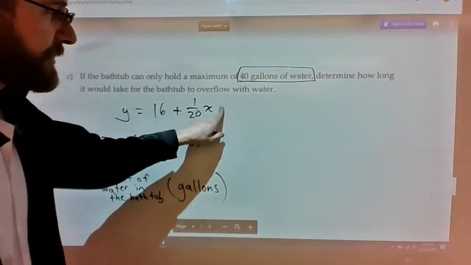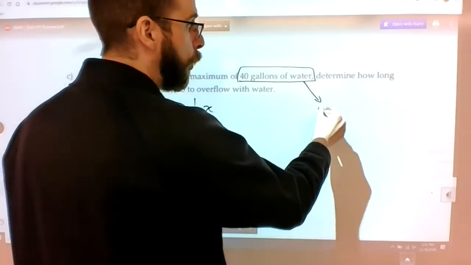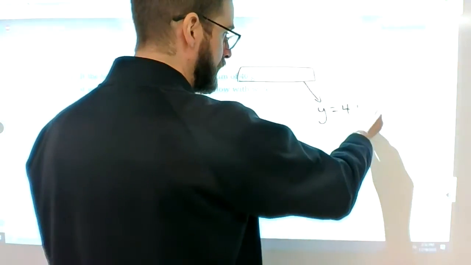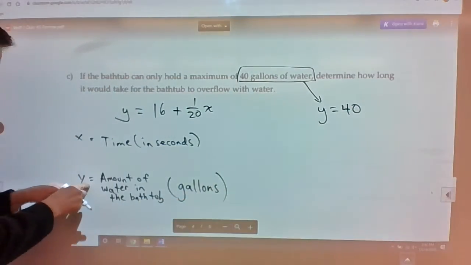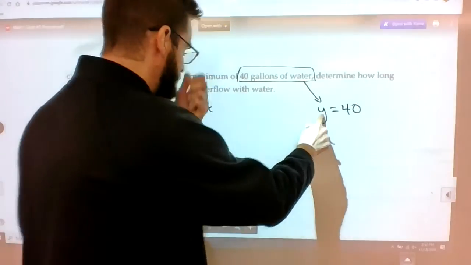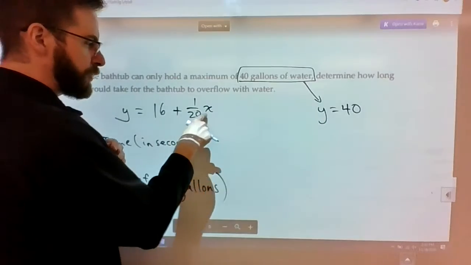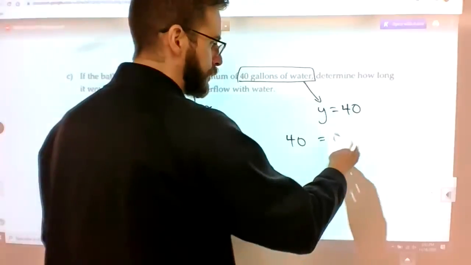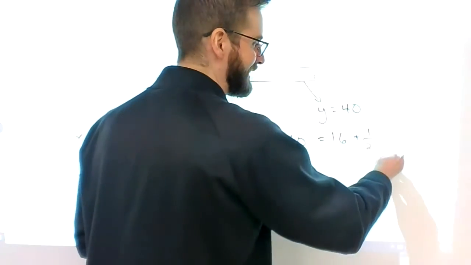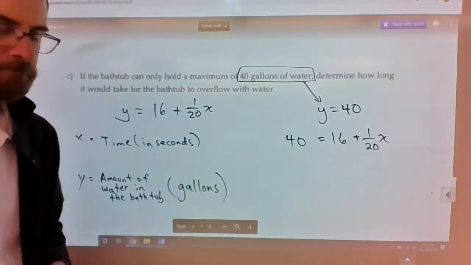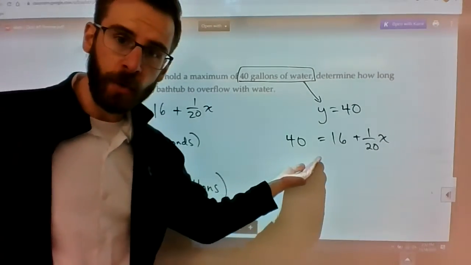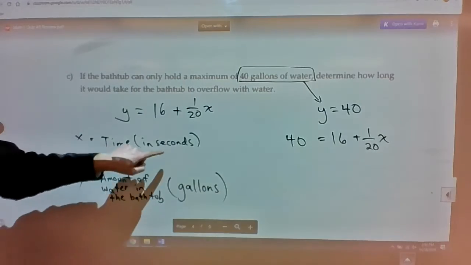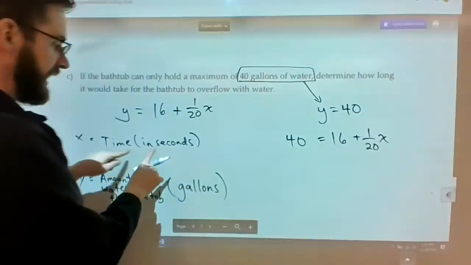Well, what they're saying is the y value in the equation is now being forced to equal 40. Gallons of water is the y value. So instead of y equals 16 plus 1/20th x, I'm going to put 40 in place of the y: 40 equals 16 plus 1/20th x. And then when you solve that equation, you are determining what x is. X represents a time value. How long? That's a time value.